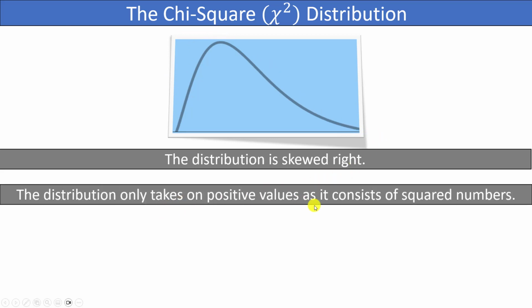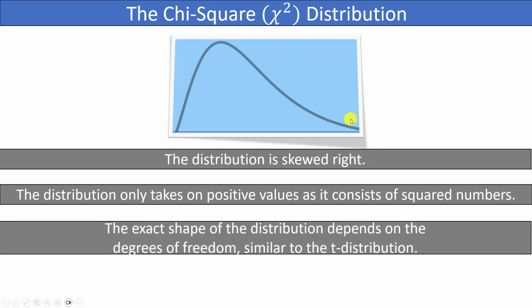Now this is a skewed right distribution, as you can see from the picture, so it kind of tails off towards the right. And the distribution only takes on positive values as it consists of squared numbers. To get this distribution, you end up having to square something. And since when you square numbers, they can only be positive, this distribution will only contain positive numbers. And in fact, it actually starts right at 0. So the starting point of this distribution is 0 and then goes kind of forever up into infinity to the positive numbers.